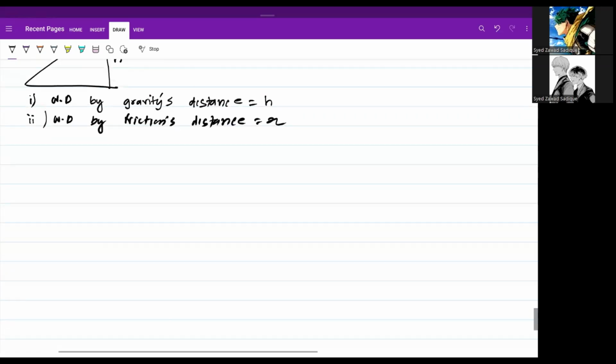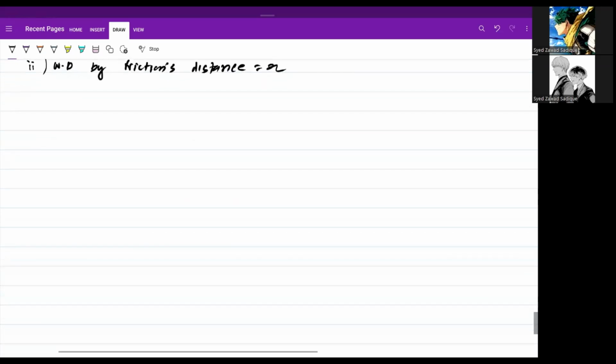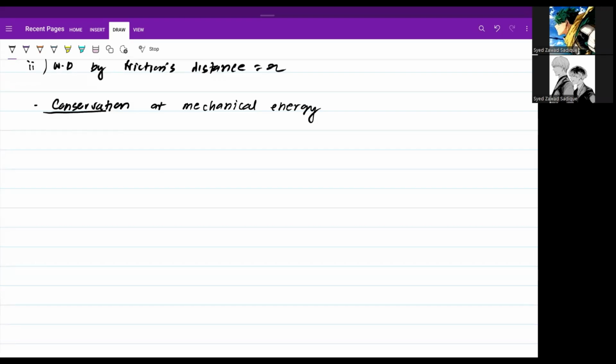Now a little bit more is left. The next thing we're going to learn is conservation of mechanical energy. This is very important. You have to genuinely understand this formula, so please try.